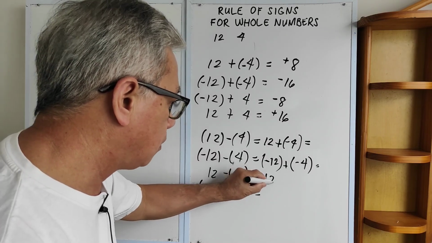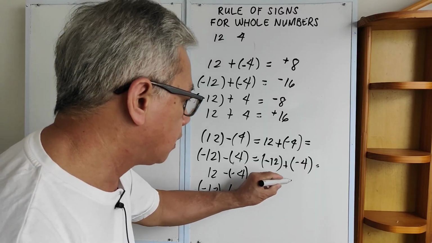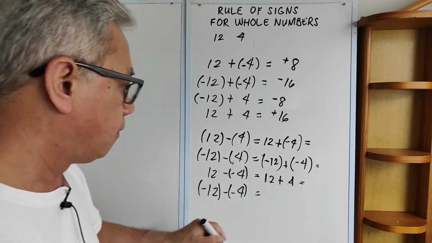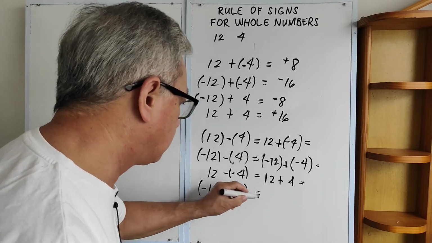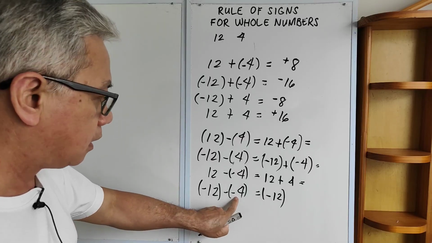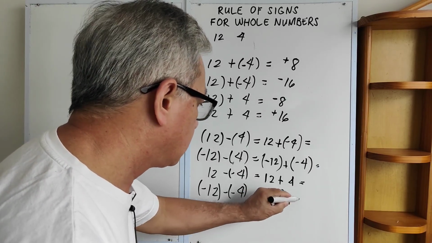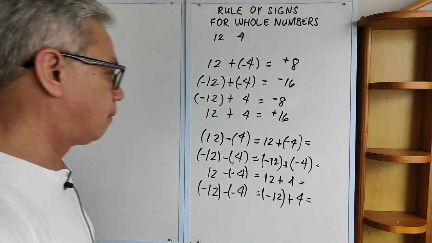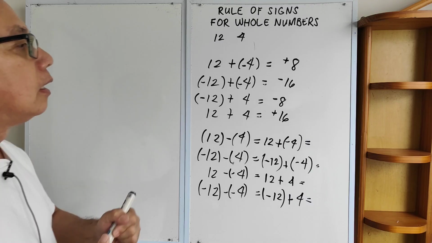So this becomes 12 plus, negative 4 becomes positive 4. In here, you always copy the first term, negative 12. This is negative 4, it will become positive 4, and then we proceed as addition. So this becomes 4. Okay, now we can proceed as addition.